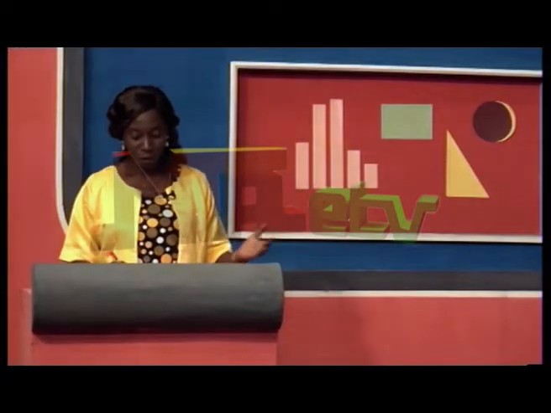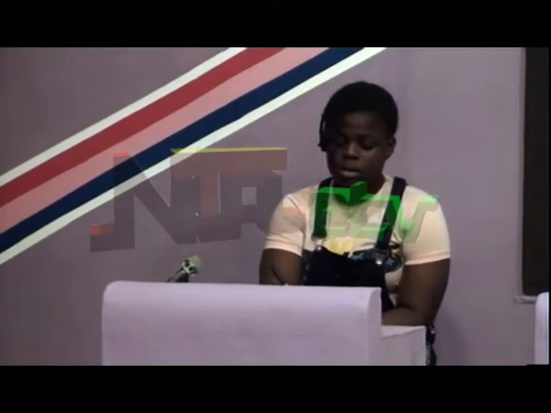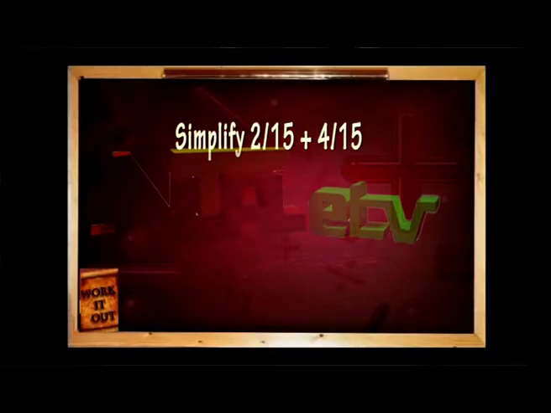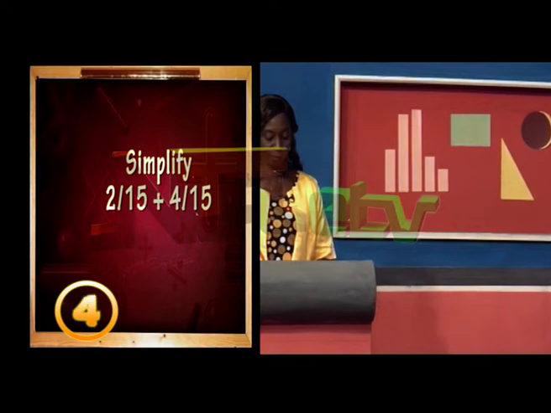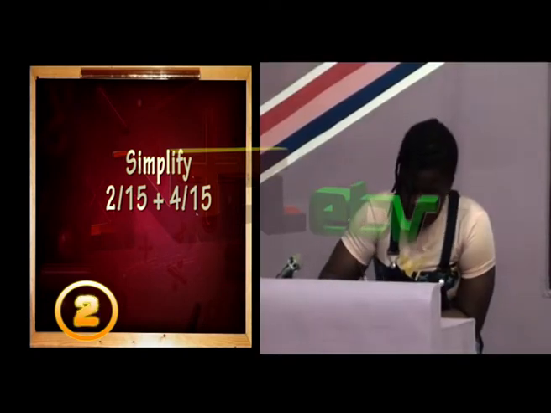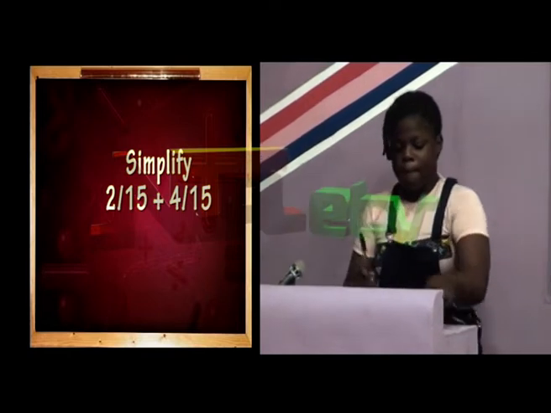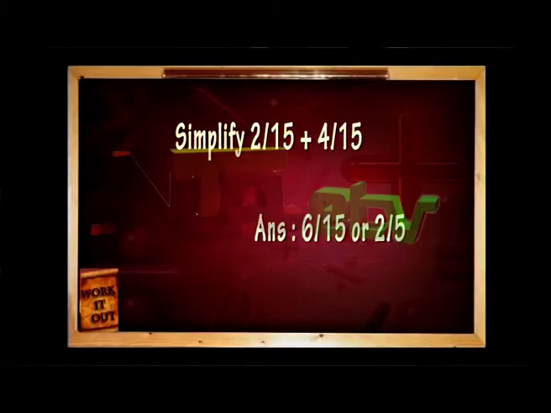I'm going to start with you, contestant A. Question number 8. Simplify 2 over 15 plus 4 over 15. My answer is 6 over 15. That's correct.